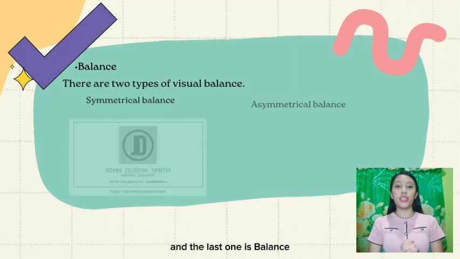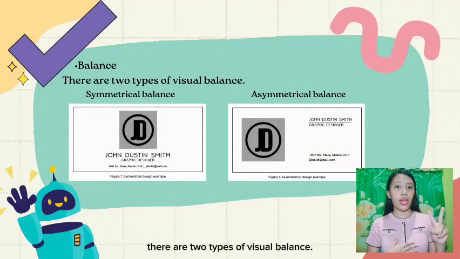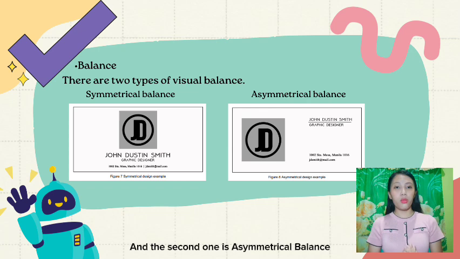And the last one is balance. There are 2 types of visual balance. The first one is symmetrical balance, and the second one is asymmetrical balance.